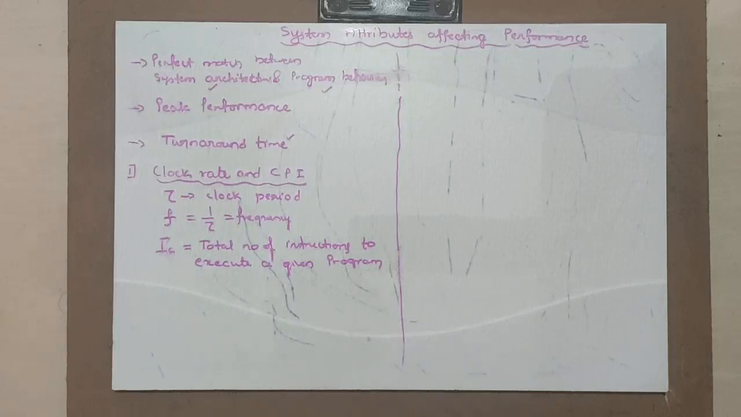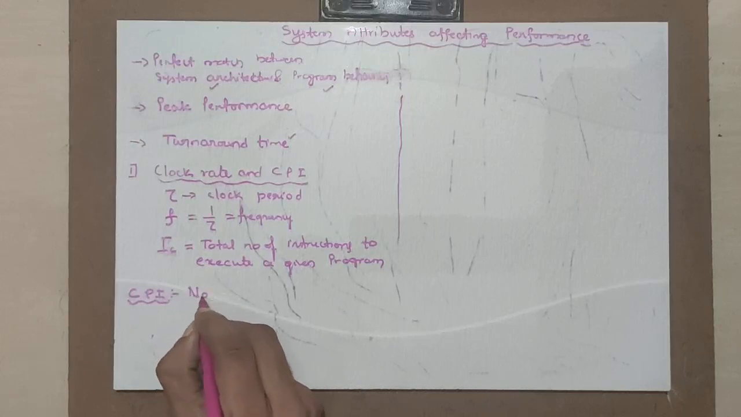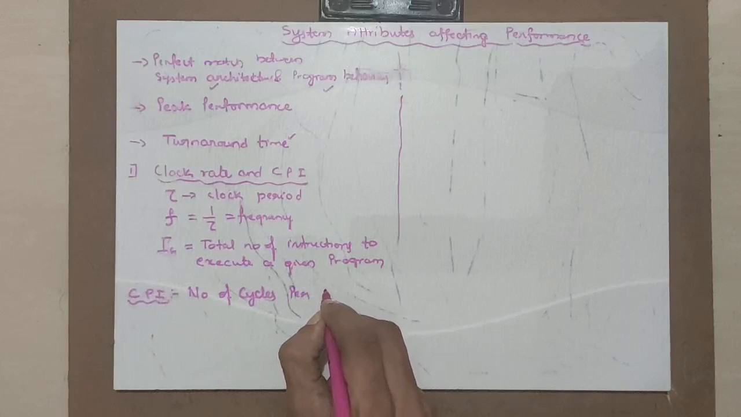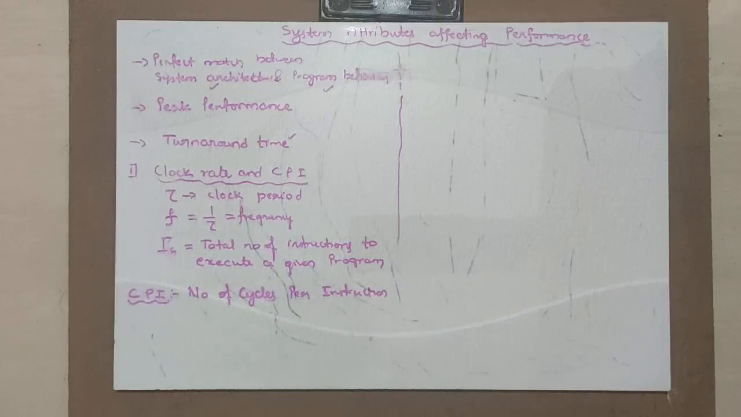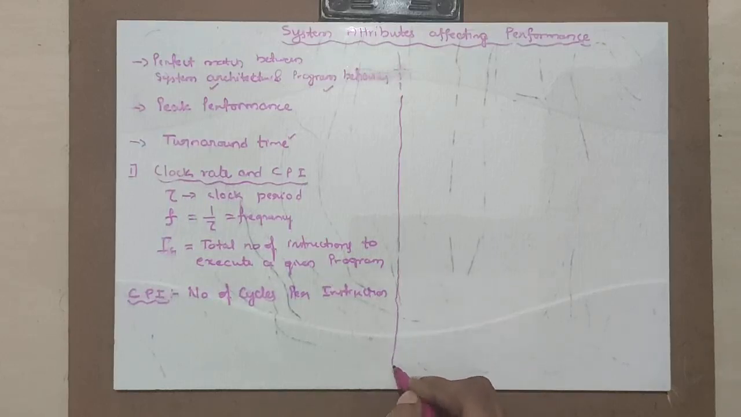Okay, now we should see what exactly is cycles per instruction. You see, the cycles per instruction means the number of cycles per instruction. That's all. See, this factor depends upon which type of machine, and from program to program, from machine to machine, this may alter.